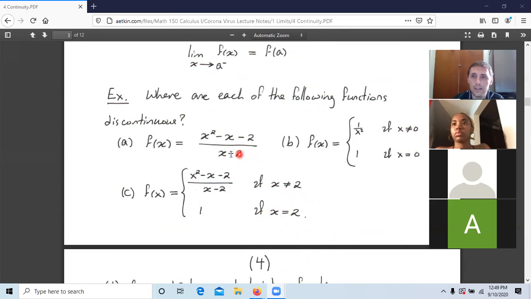This was not defined at 0, but C is defined at 0. So for C, notice if I want to use 2, I'm not using the top equation because the top equation only works when x is not 2. When x is 2, the answer is 1. The function is defined to be 1 at 2. Is the function C continuous or still not?